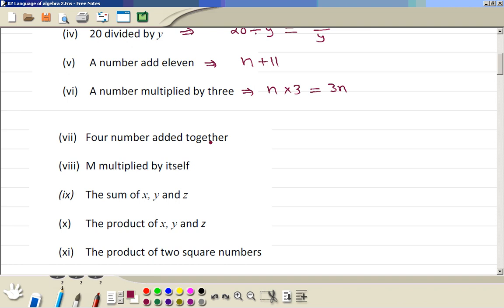Four numbers added together, so we have four numbers, m plus n plus p plus q. m multiplied by itself, so we can rewrite that as m squared.